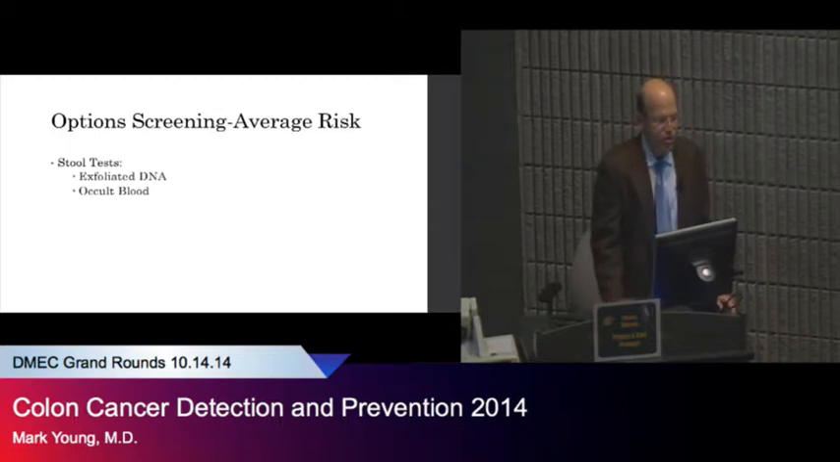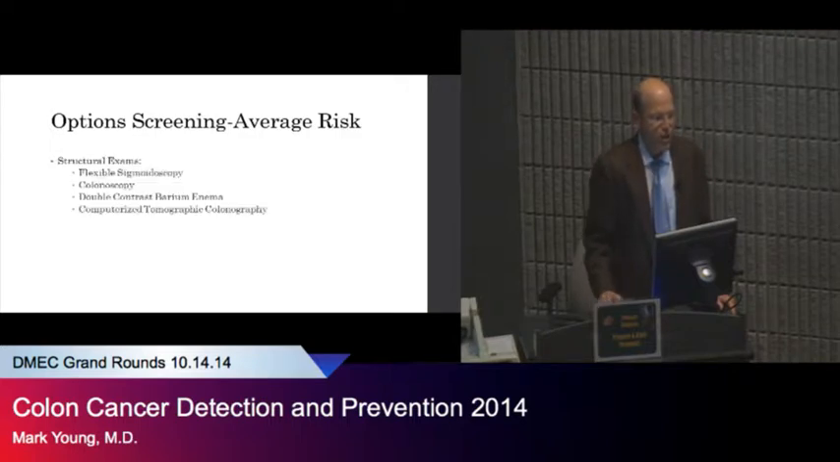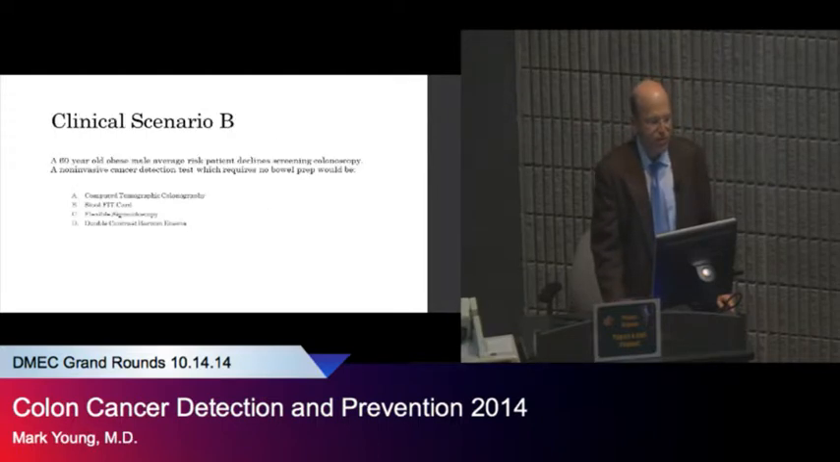And those options are exfoliated DNA, which we don't use in clinical practice much, and stools for occult blood. There's also structural exams of the colon, including flexible sigmoidoscopy, colonoscopy, double contrast barium enema, computerized tomographic colonography.